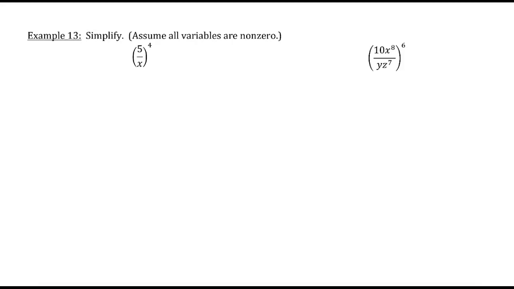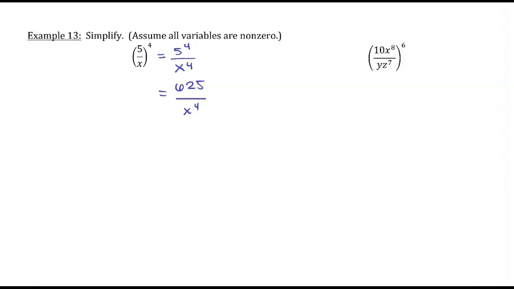First, let's look at 5 over x raised to the 4th. Using the power of a quotient rule, we know that we can rewrite this as 5 to the 4th divided by x to the 4th. 5 to the 4th is 625, so this becomes 625 divided by x to the 4th.